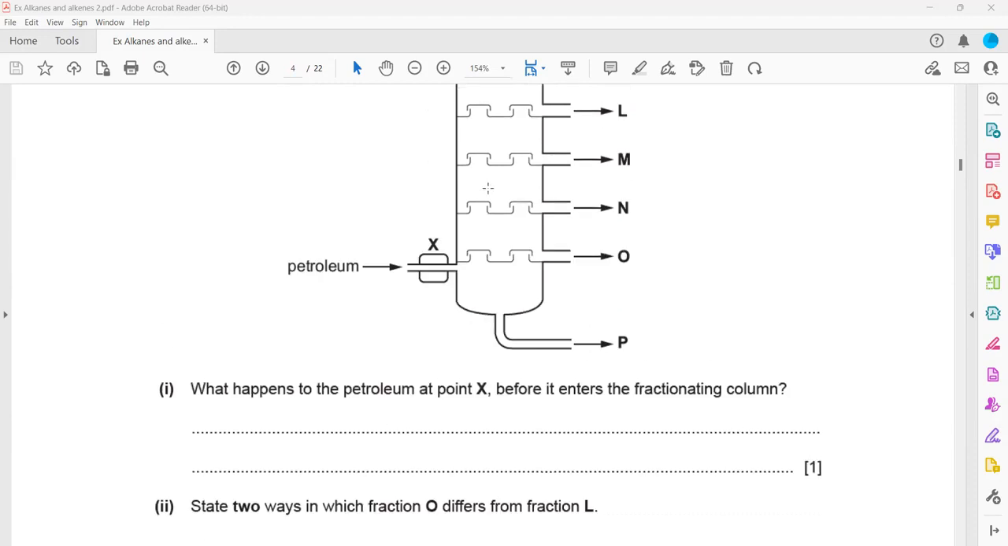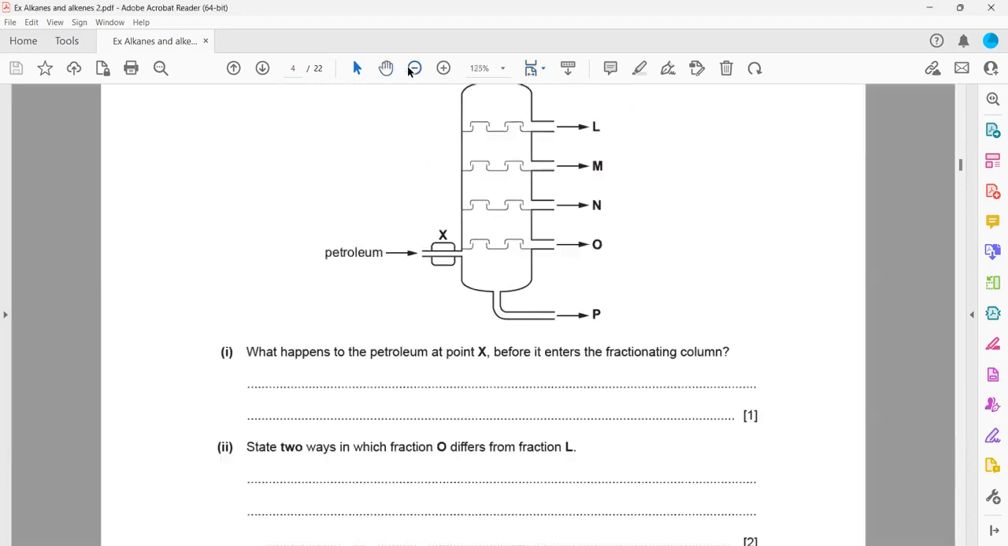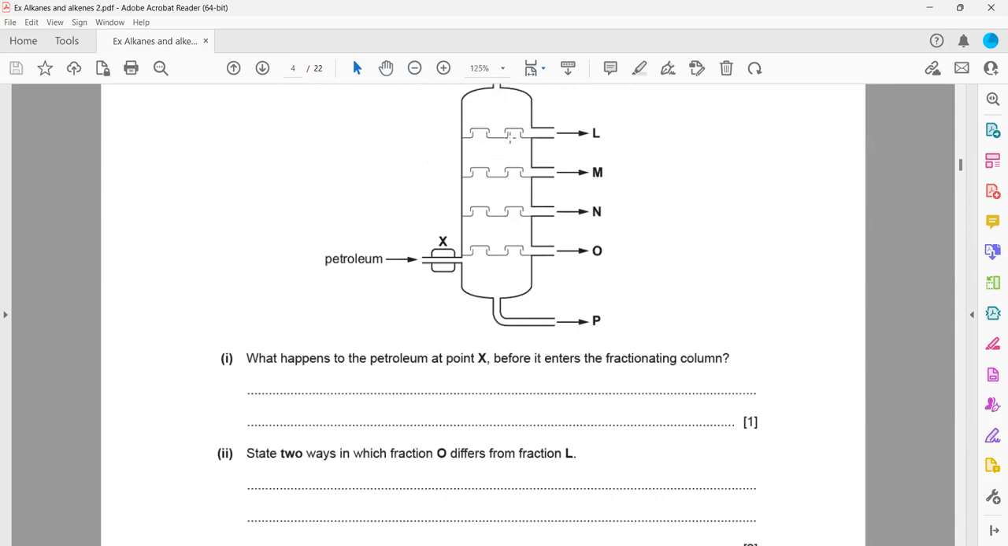State two ways in which O and L are different. Like, L can ignite easily, while O ignition will be less, like difficult, needs a lot of oxygen to burn, right? What else? L is gasoline. You just need a difference in the fraction, like you can mention a difference in terms of carbon, in terms of combustion, in terms of viscosity. Many are there.